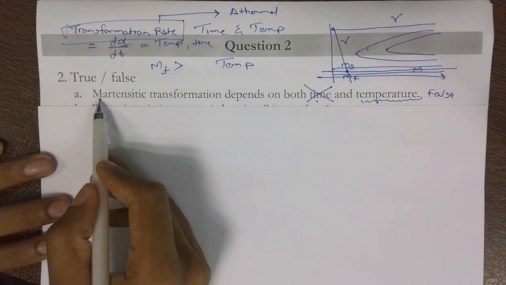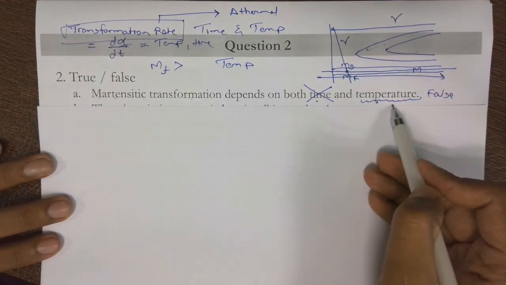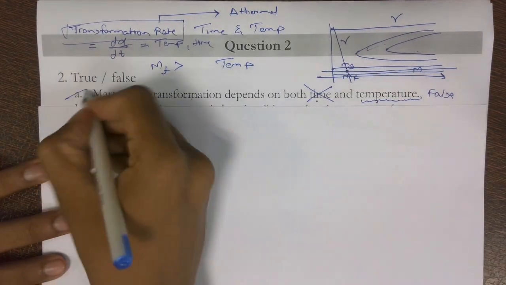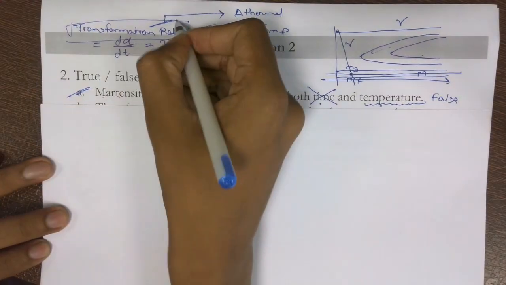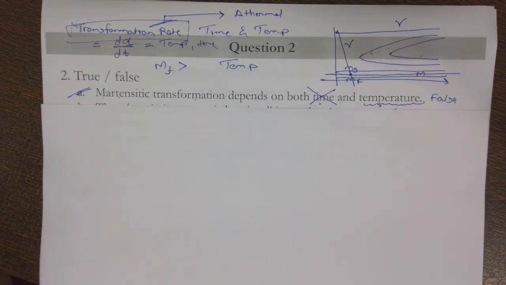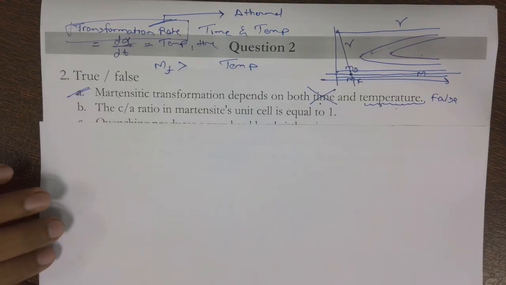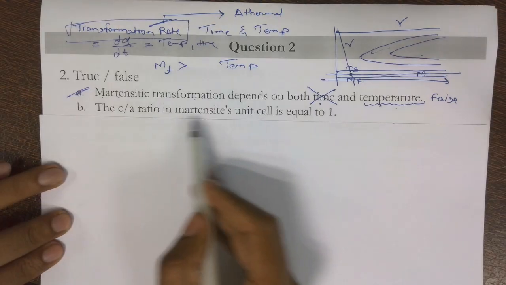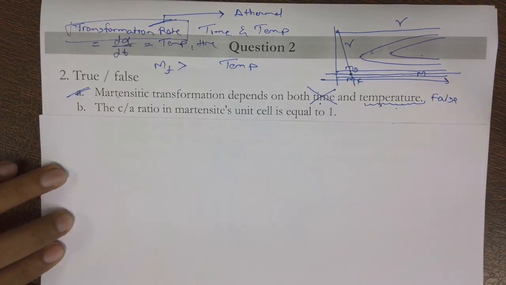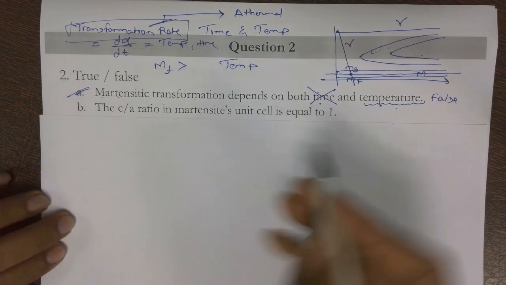Now let's go to the C part. The C by A ratio in the martensite unit cell is equal to 1. What we have said, BCT: martensite is body centered tetragonal. Will the C by A for the tetragonal be 1? Very good. It's false, right? Very good.